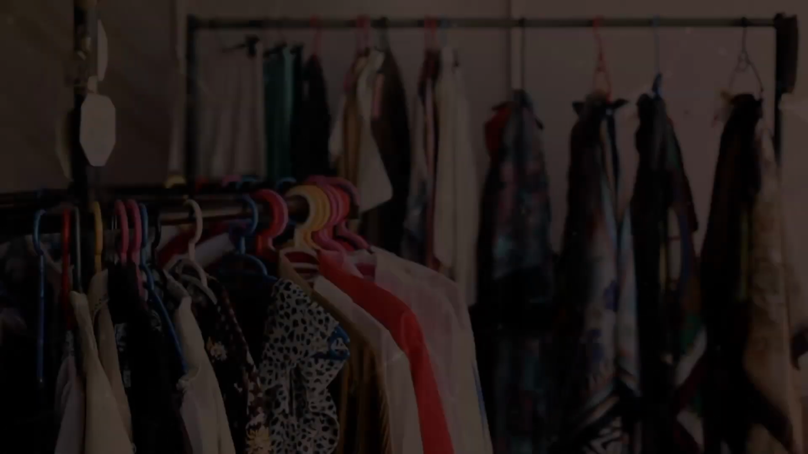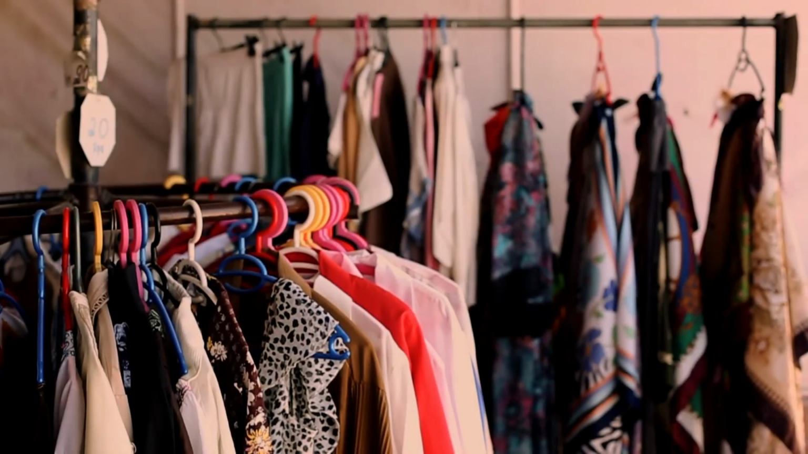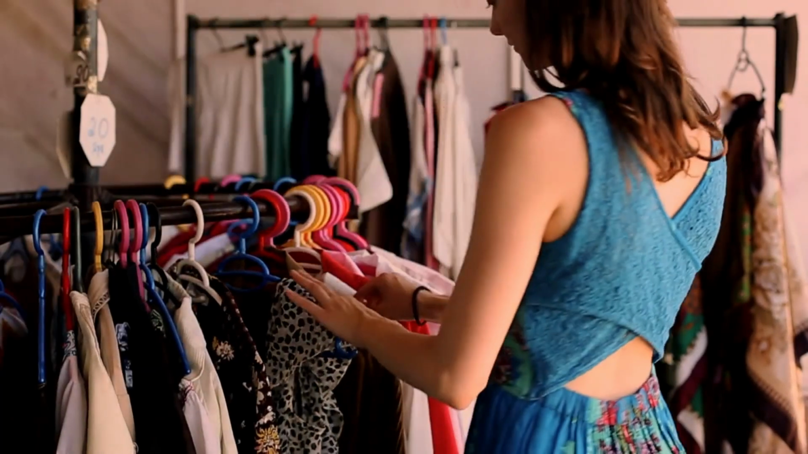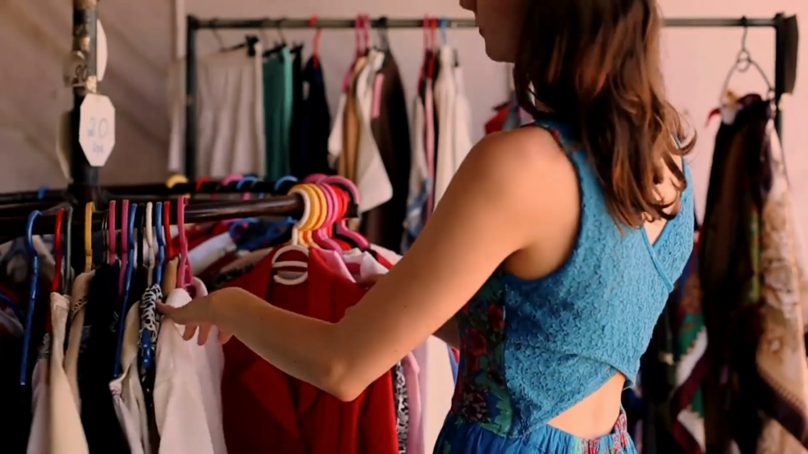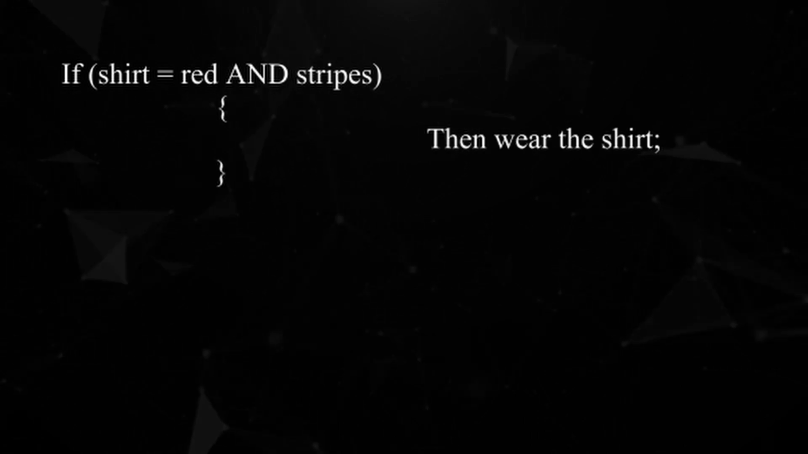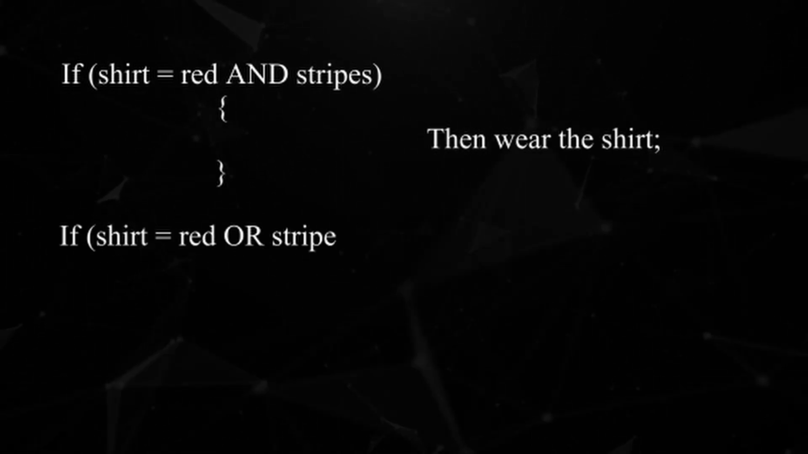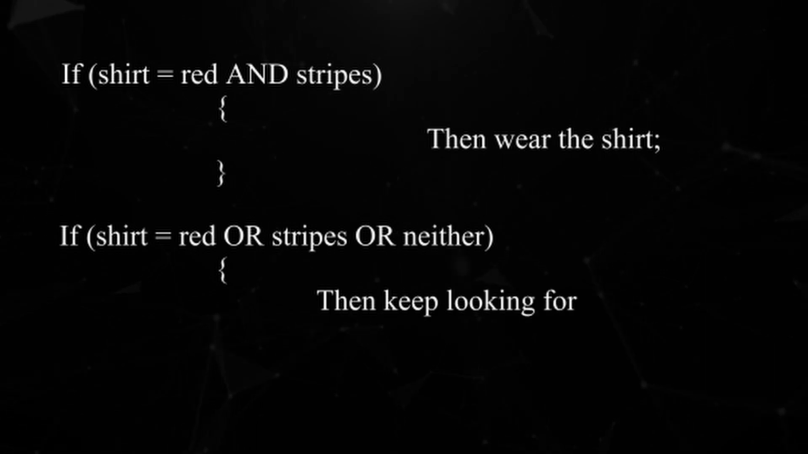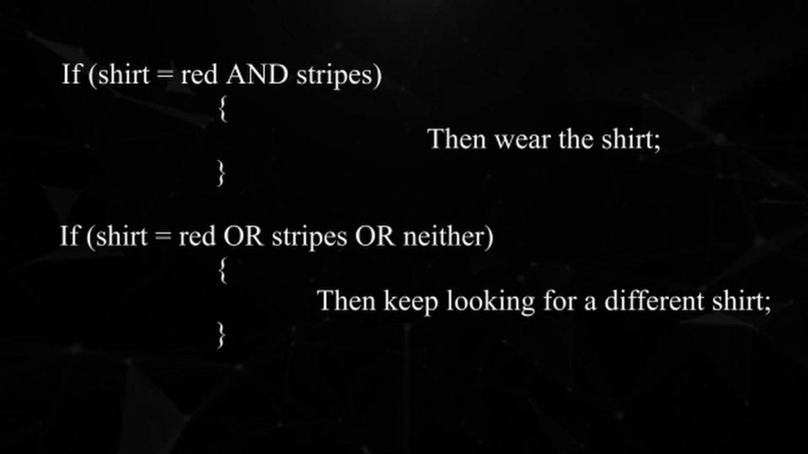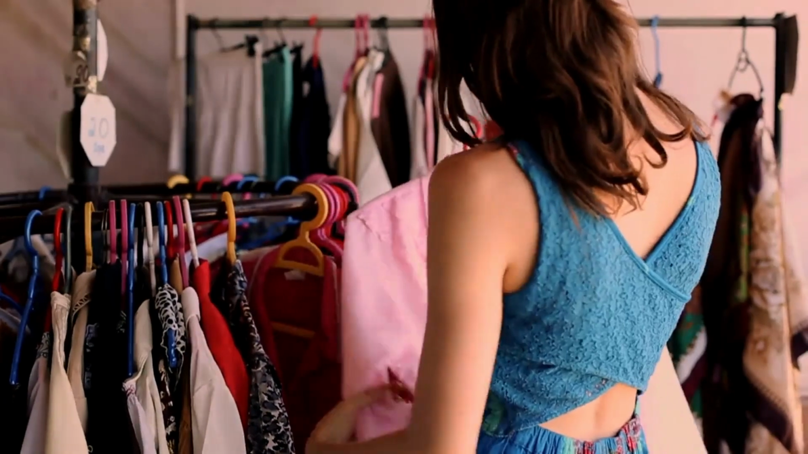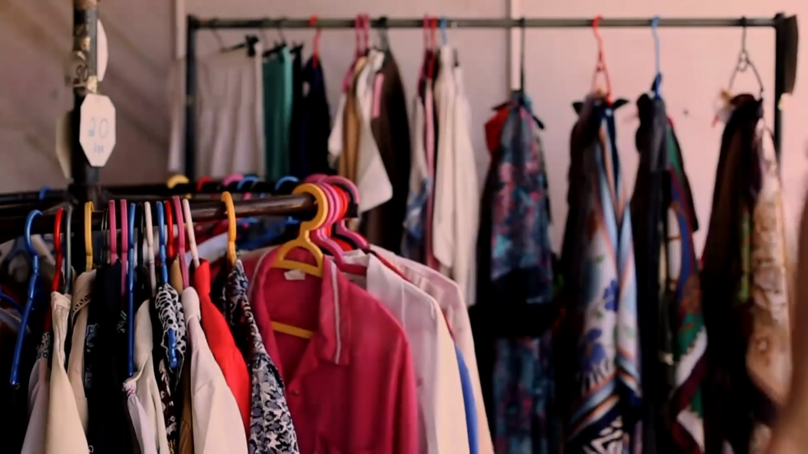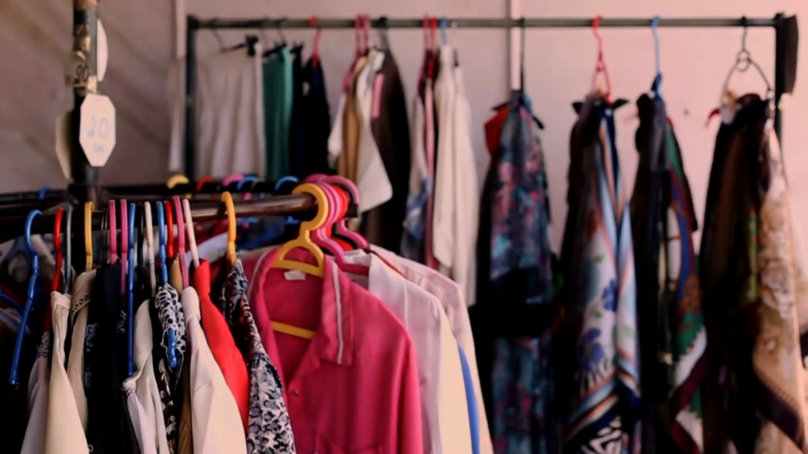Here's another example. Imagine you want to wear a red shirt with stripes. It has to have both. It cannot just be red, and it cannot just have stripes. This might loosely look like this. If shirt equals red and stripes, then wear the shirt. If shirt equals red or stripes, or neither, then keep looking for a different shirt. Notice that we only wear the shirt if, and only if, it is both red and striped. If it is not red, does not have stripes, or has neither, then we keep looking for certain shirts.